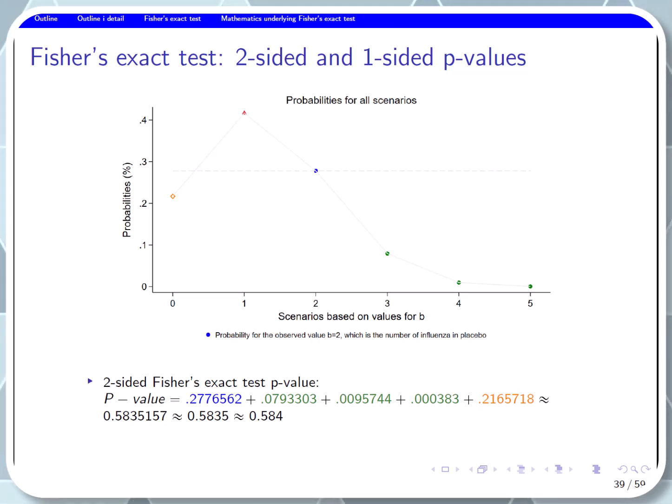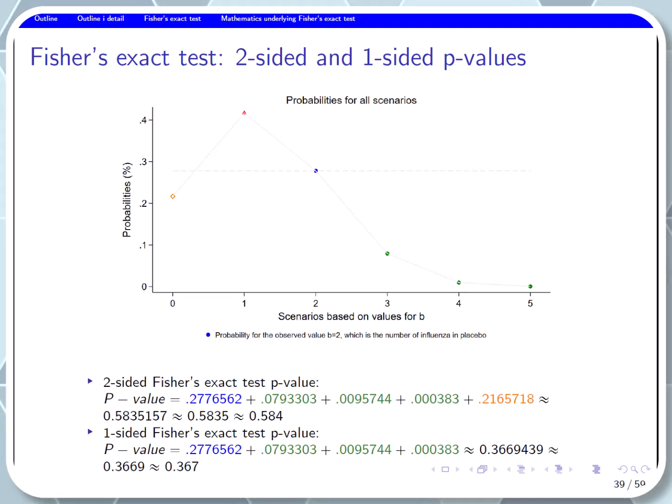Two-sided Fisher's exact test p-value: we add the blue probability, which is the probability for the observed scenario, and we add 3 gray probabilities, which are the probabilities smaller than the probability of the observed scenario and on the same side as the observed scenario. We add the orange probability, which is the probability smaller than the probability of the observed one, but on the opposite side of the observed scenario. In total, it's roughly equal to 0.584.